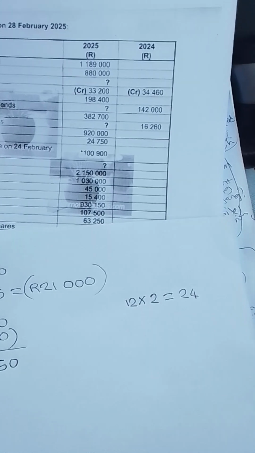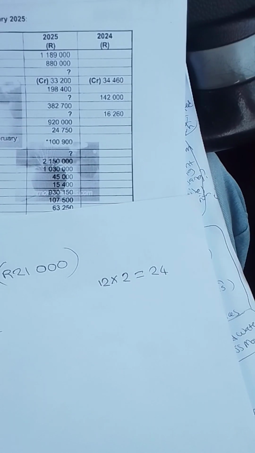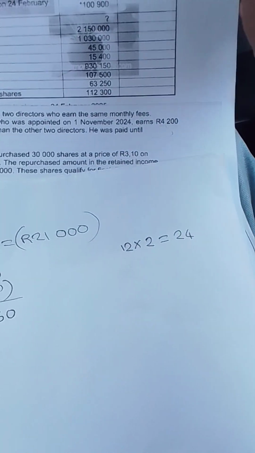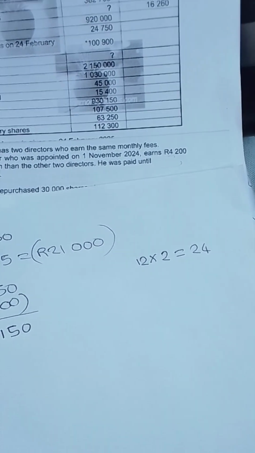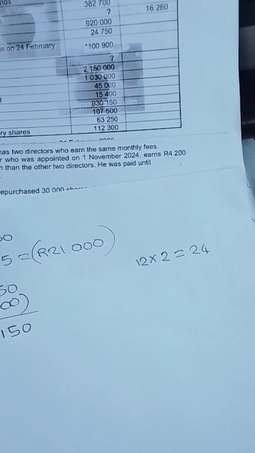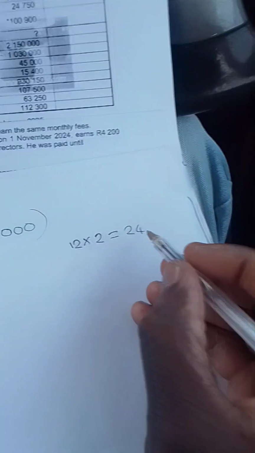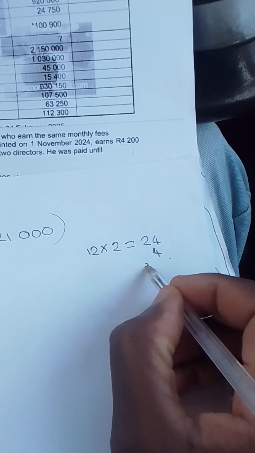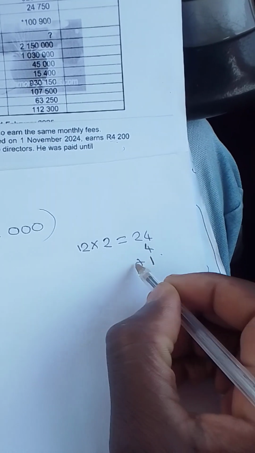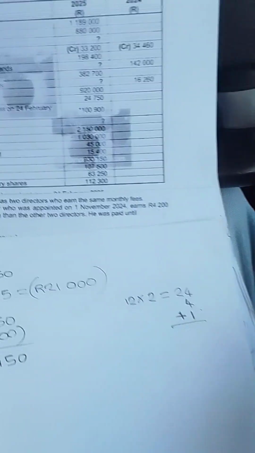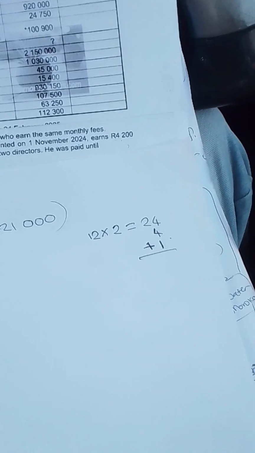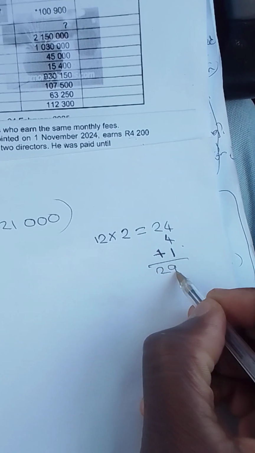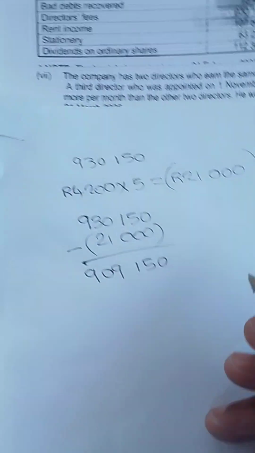Now, we have a new director who was only in the company from the 1st of November 2024. He's been there from November, December, January, February, for 4 months in the current financial year. However, he was also paid for an additional month of March 2025. So the number of months that were paid to the directors is actually 24 plus 4 plus 1, which is 29.